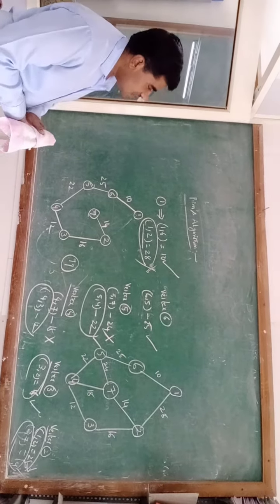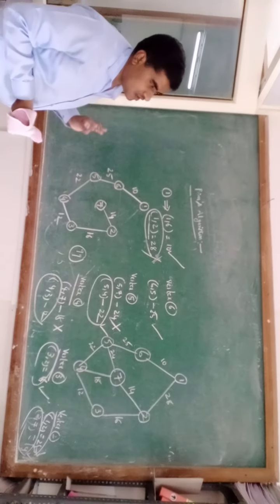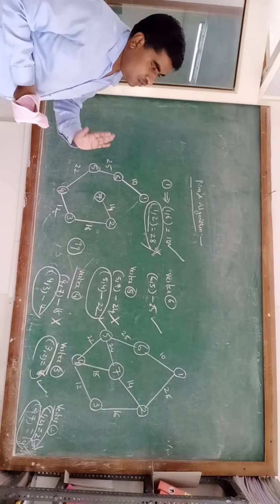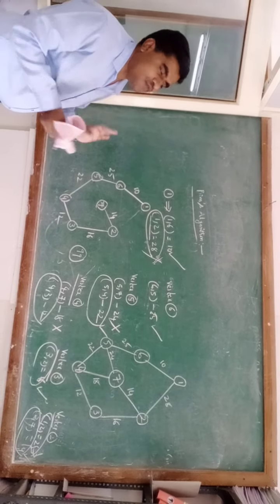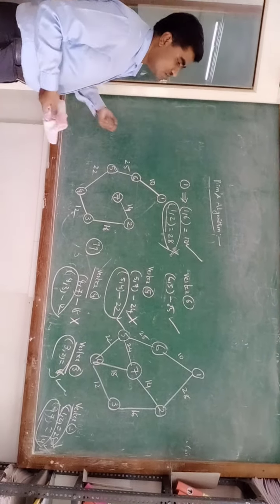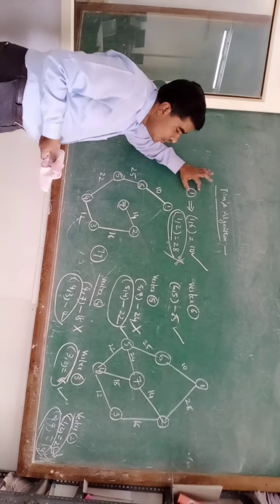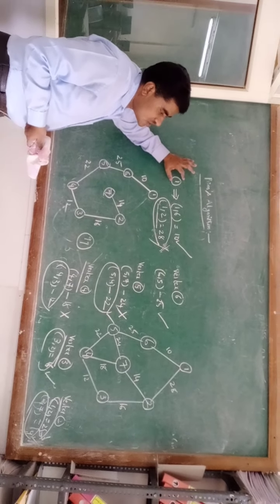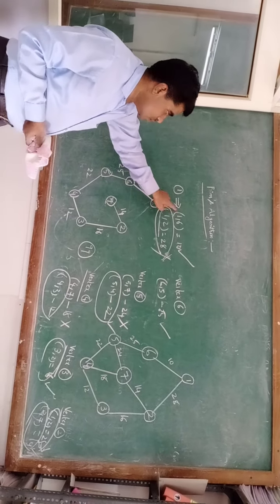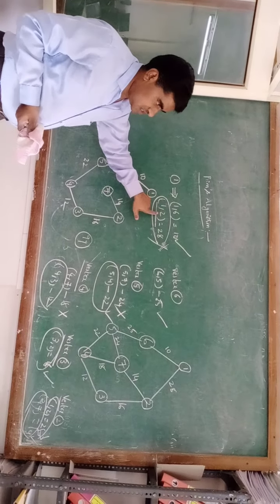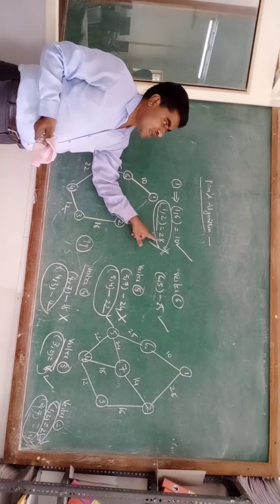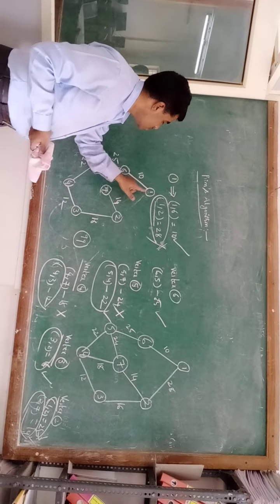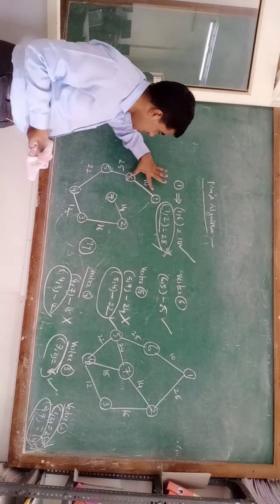So in this Prim's algorithm, first all vertices are unvisited. First we have to start with any one vertex. Suppose we are starting with vertex 1. Vertex 1 has two corresponding edges, 1 to 6 and 1 to 2. 1 to 6 value is 10, 1 to 2 value is 20. Which one is minimum? 1 to 6 is minimum, so we take that.